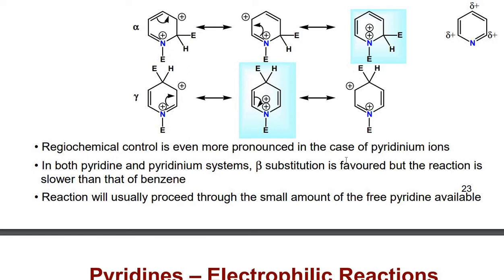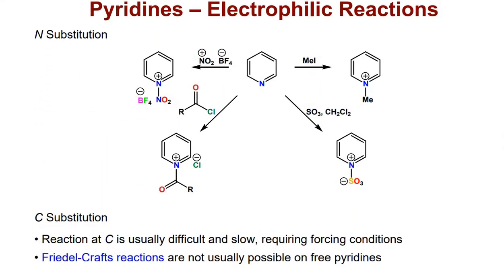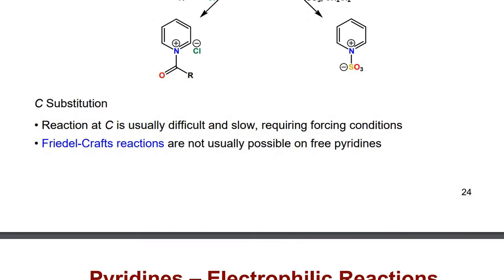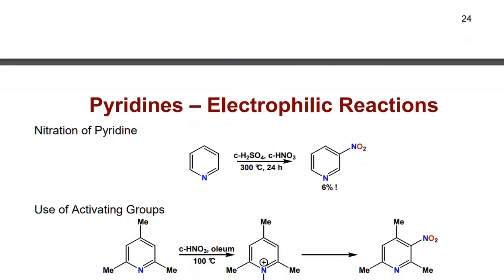In both pyridine and the pyridinium system, beta substitution is favored, but the reaction is slower than that of benzene. Reaction will usually proceed through the small amounts of free pyridine available. Look at N substitutions with pyridine. Carbon substitution, reaction at carbon is usually difficult and slow, requiring forcing conditions. Friedel-Crafts reactions are not usually possible on free pyridines.